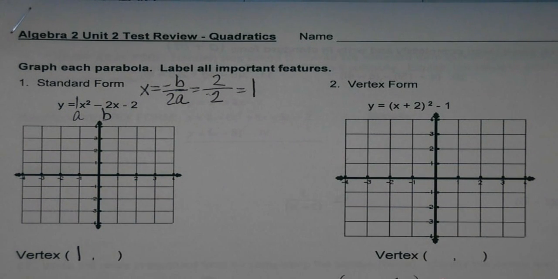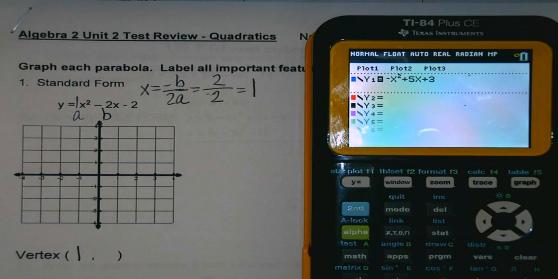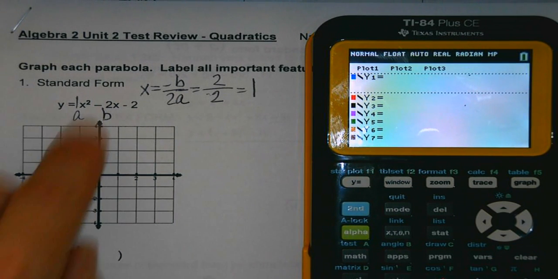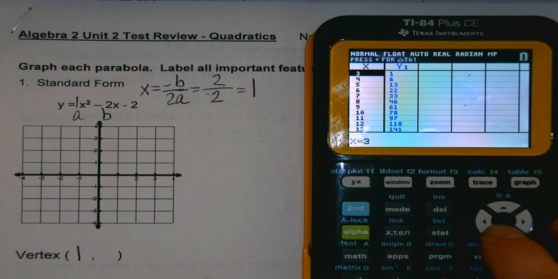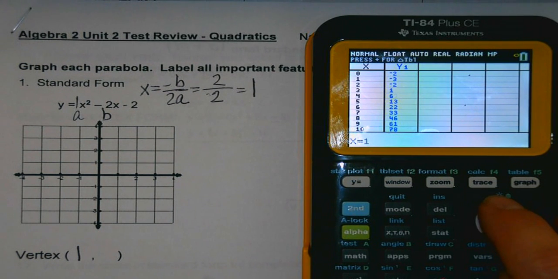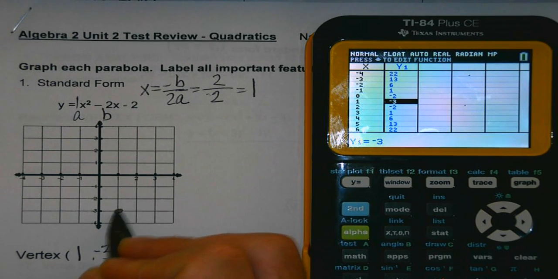So when it comes to getting the rest of my values, I have choices. One of my choices would be to grab my handy-dandy calculator, get my y equals going here, type in my original expression, pop up the chart, and if I've calculated my vertex correctly, I should see symmetry over on the y side, which I can. So here I see that my vertex would be at 1, negative 3.